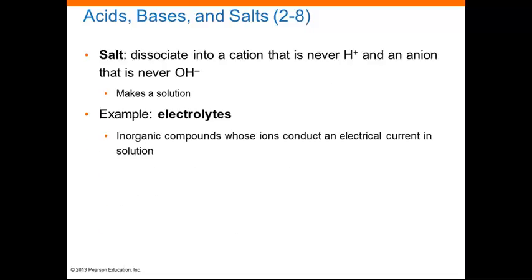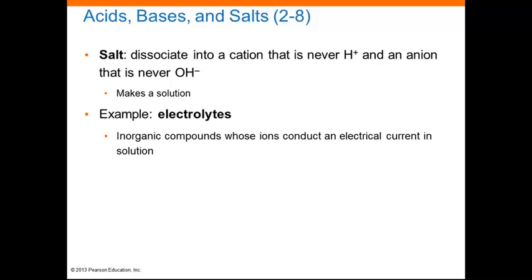And I said salts too. So salts dissociate into a cation that's never a hydrogen ion, and an anion that's never a hydroxyl. So you're never releasing hydrogen ions, and you're not releasing hydroxyl ions. So it doesn't have an impact on the pH. Okay? And so it makes a solution. For example, think of table salt, sodium chloride. And I had a picture of this example a few slides earlier in the previous recording.